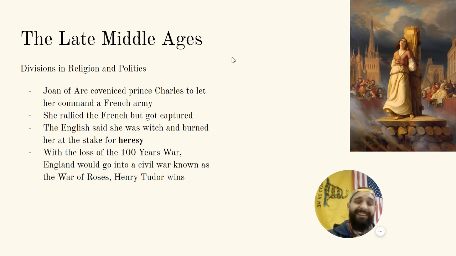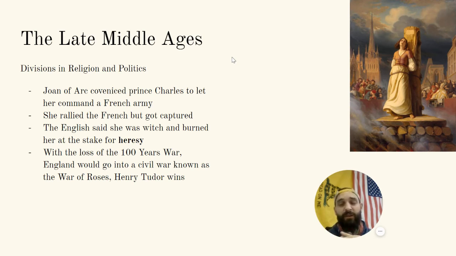I believe she was 19, maybe 20, but I think 19 years old when she would die. But this would be a rallying call for France. This would motivate France to end up winning the Hundred Years' War. And after the Hundred Years' War, England would go into more infighting because they couldn't determine who was king, kind of like with the Great Schism.